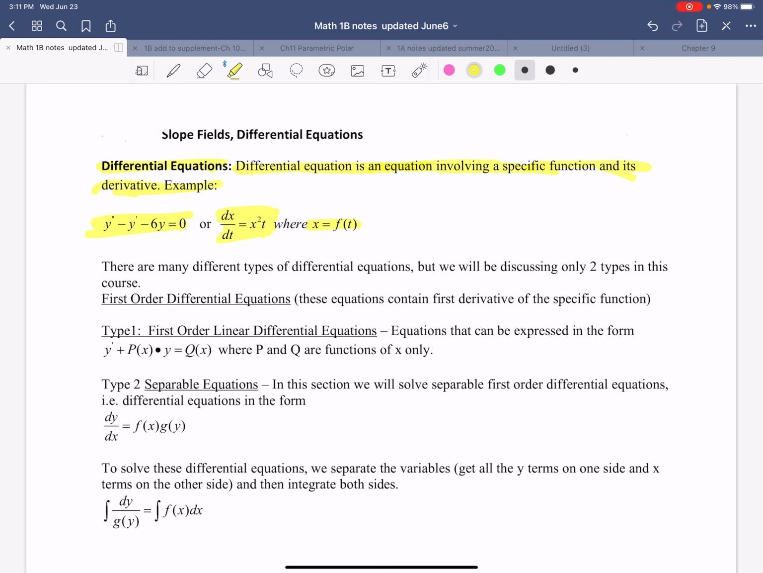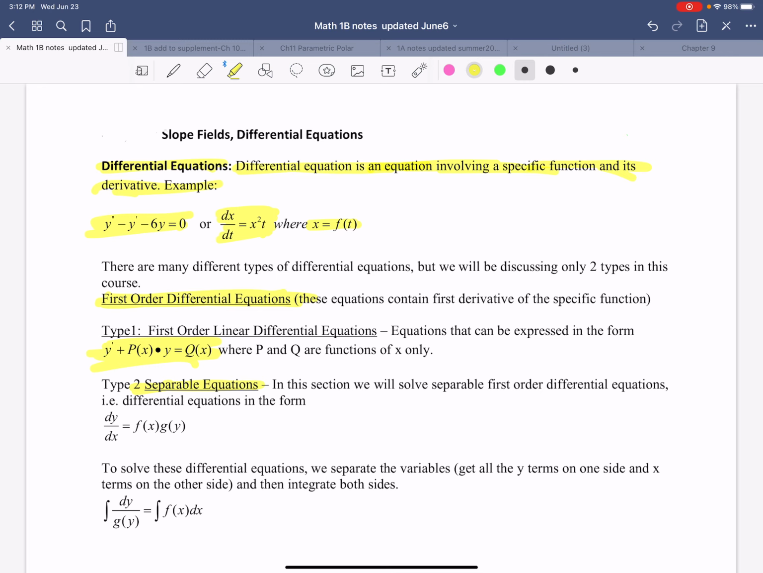There are many kinds of differential equations, but in this course we are only going to discuss two. First order linear differential equations, we'll talk about these in the next video. And the second type is separable differential equations. First order linear are the ones that can be put in the form y prime plus p of x times y is equal to q of x. So dy dx plus a function of x times y equals a function of x.